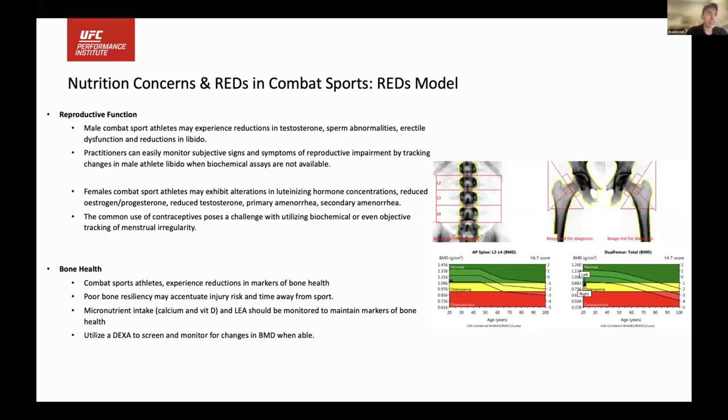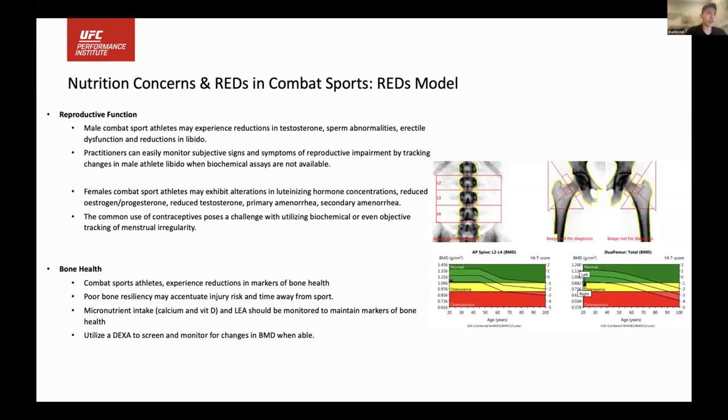Our female combat sports athletes may exhibit alterations in luteinizing hormone concentrations, reduced estrogen and progesterone, reduced testosterone, and primary or even secondary amenorrhea. One of the challenges we've come across in terms of monitoring our female athletes is the common use of hormonal contraceptives to create some form of menstrual regularity so they can essentially plan and compensate for any water retention they may experience leading up to a fight, which oftentimes masks some of the menstrual irregularity.